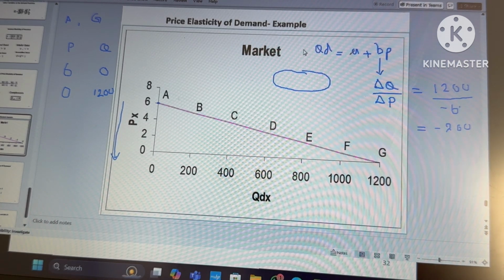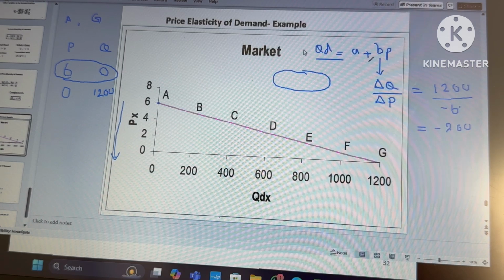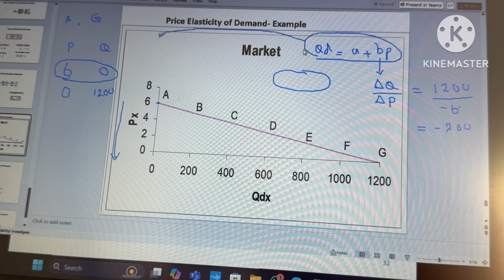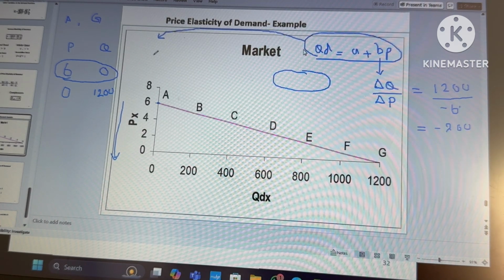And then to get the value of A, you can take any one of these two combinations. And write the equation again. If I choose combination A, right, you write this equation. What is QD if you choose combination A?